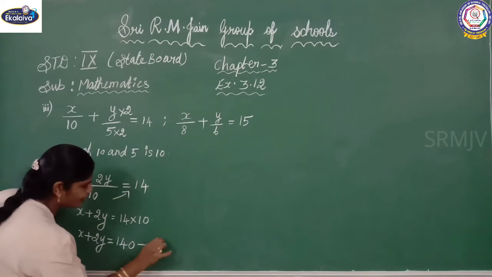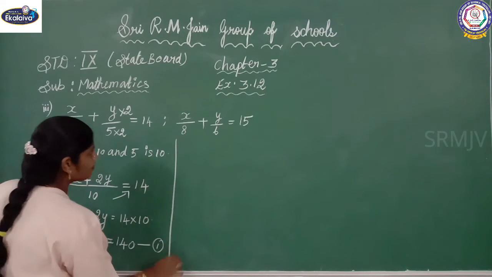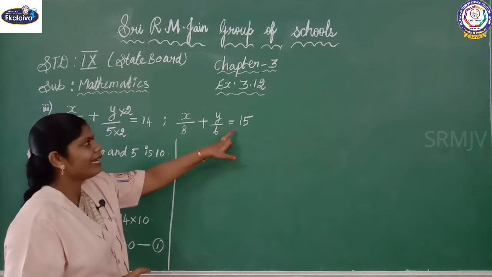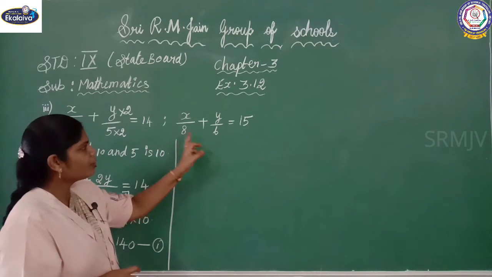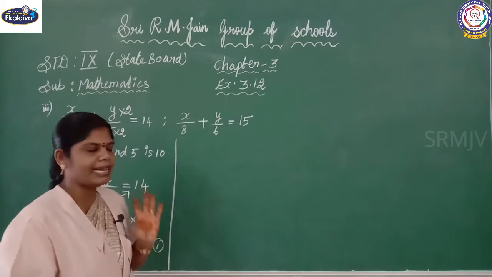Okay. This is equation 1. Take the next one. x by 8 plus y by 6 equal to 15. Here also the denominators are different, so we need to take the LCM.